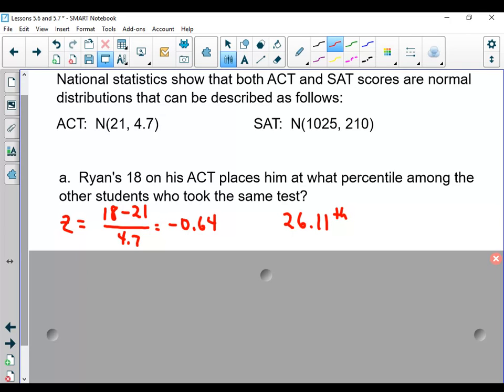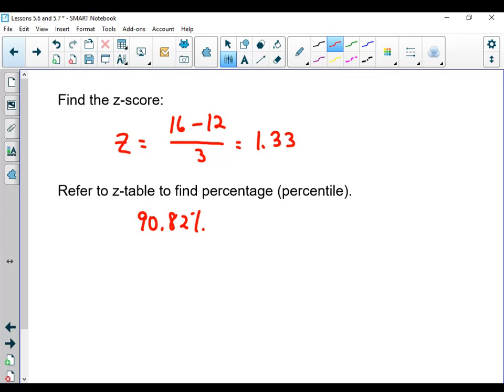Or in other words, 26.11% of the values were less than his. A good way to check yourself: anytime I have a negative z-score, would our percentile be more or less than 50? If I have a negative z-score. Less. Yeah, it should always be less, right? Because we know the mean is right at 50. So if I had a negative z-score, that means I was less than the mean. So I'm going to be less than 50. If I have a positive z-score, like we did on this last example, I should be bigger than 50.